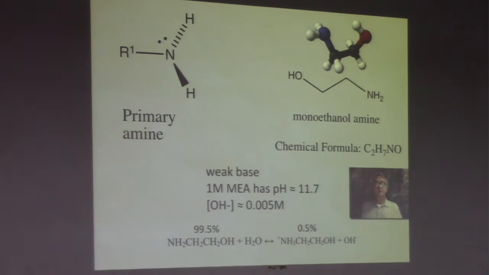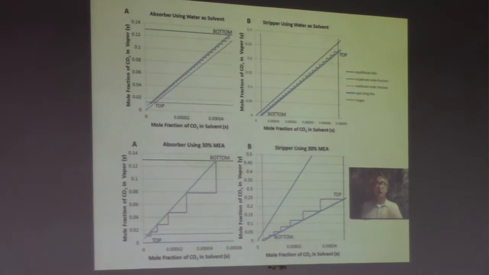Monoethanolamine is an effective addition and improves the process, and let me show you how with the McCabe-Thiele diagrams. Here they are. On the upper left, you see the absorption column using water, as we've done earlier this semester, and here's the stripper using water as a solvent. If we now use 30% monoethanolamine in water, look at the difference. Far fewer stages for both the absorber and for the stripper. Monoethanolamine is indeed an effective solvent.